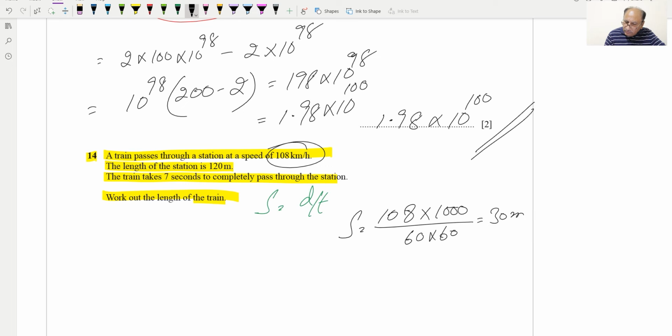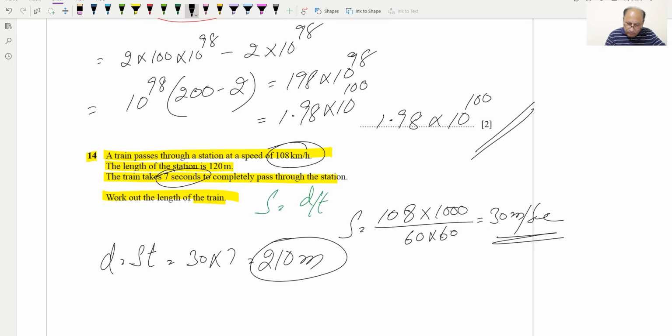So this is 30 meter per second. This is speed in meter per second. Now we need to find in 7 seconds how much distance it will cover. So distance we know is equal to speed into time, which is equal to 30 meter per second multiplied by 7, which will be equal to 210 meters.